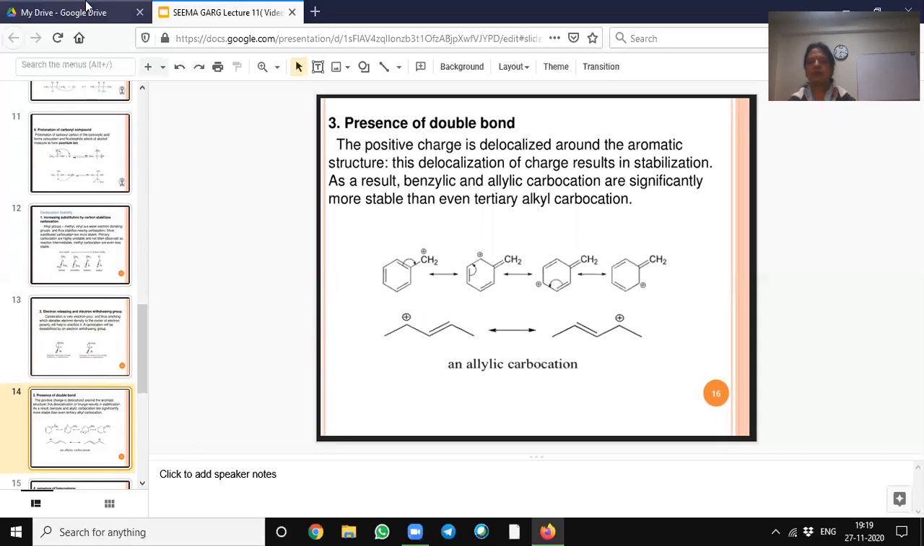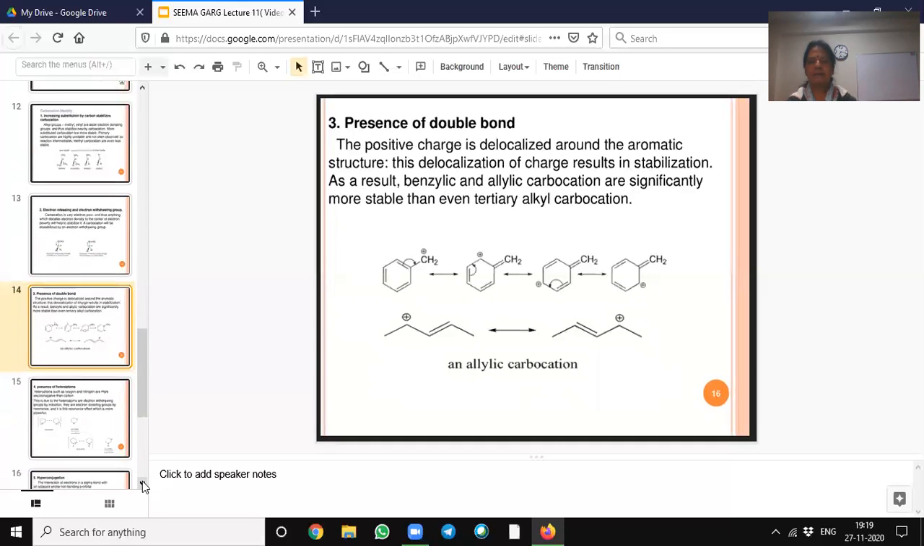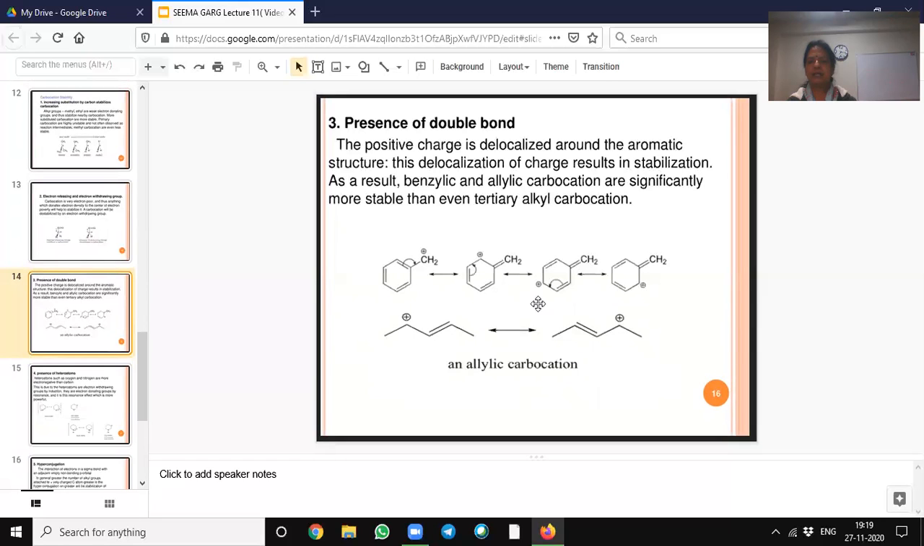Presence of double bond: the positive charge is delocalized around the aromatic structure. This delocalization of charge results in stabilization. As a result, benzylic and allylic carbocations are significantly more stable than even tertiary alkyl carbocations. See here, this allylic and this benzylic carbocation are stable due to the presence of a double bond.